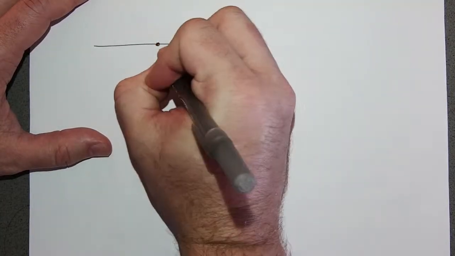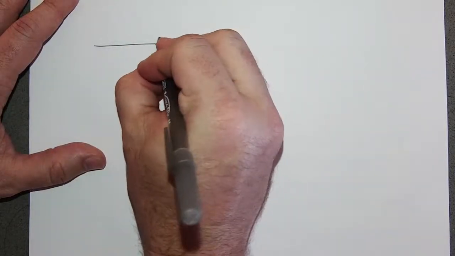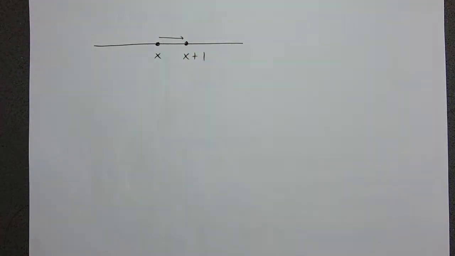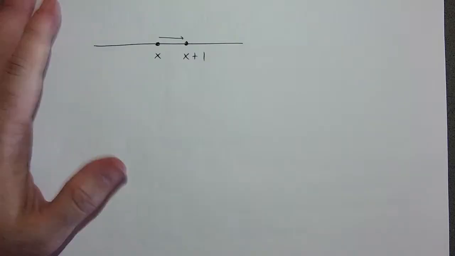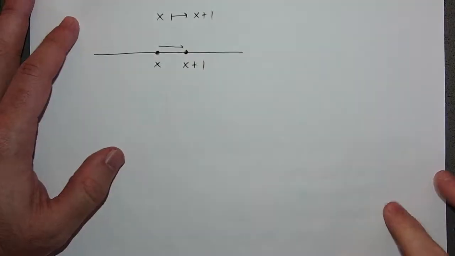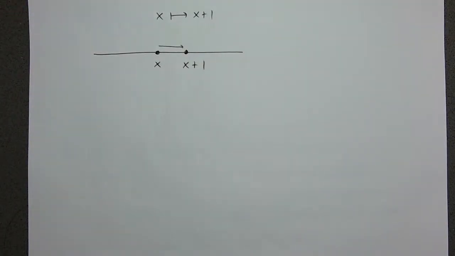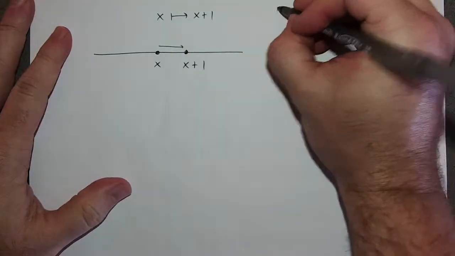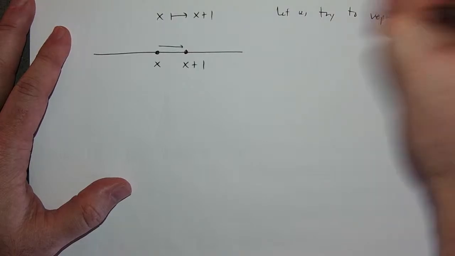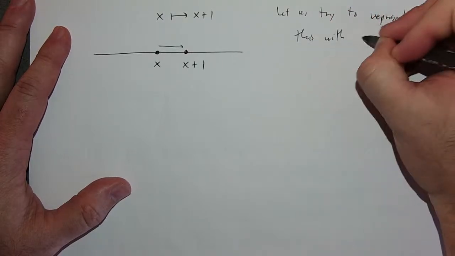Okay, so here's a one-dimensional object. Here is my point X. And let's say that I want to move X 1 unit to the right, so that I want to move it to X plus 1. So I want to take the point X and send it to X plus 1. That isn't linear, but let's try to represent it with matrix multiplication.